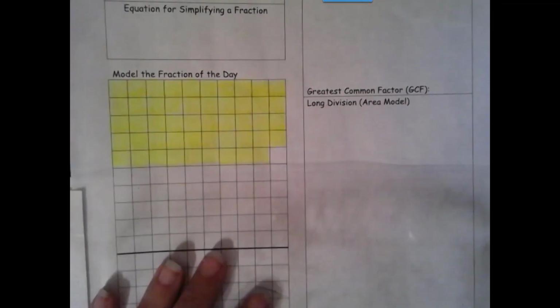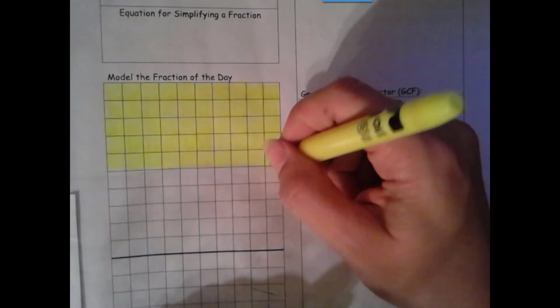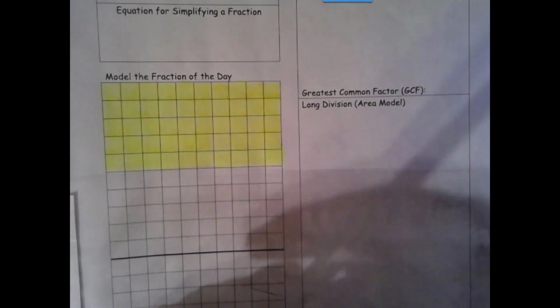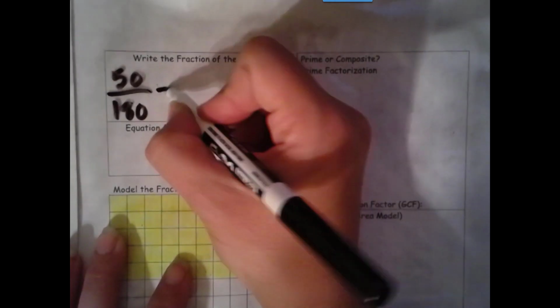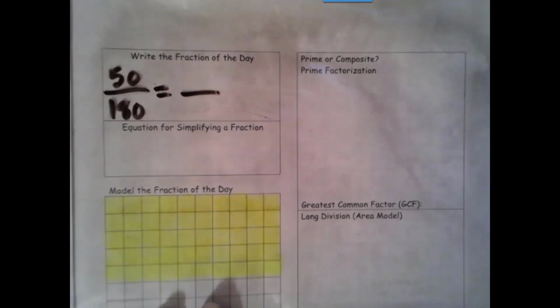Let's go ahead and fill in that last box in the row. 5 complete rows now. All right. Let's get down our beginning fraction. We have a total of 180 school days. We are on day 50.